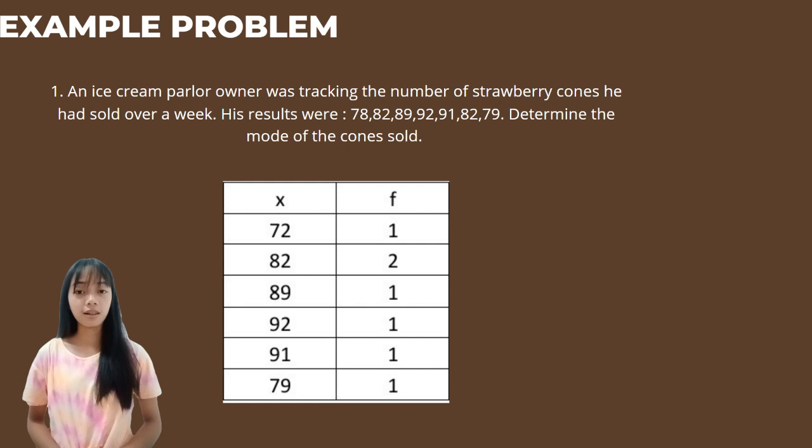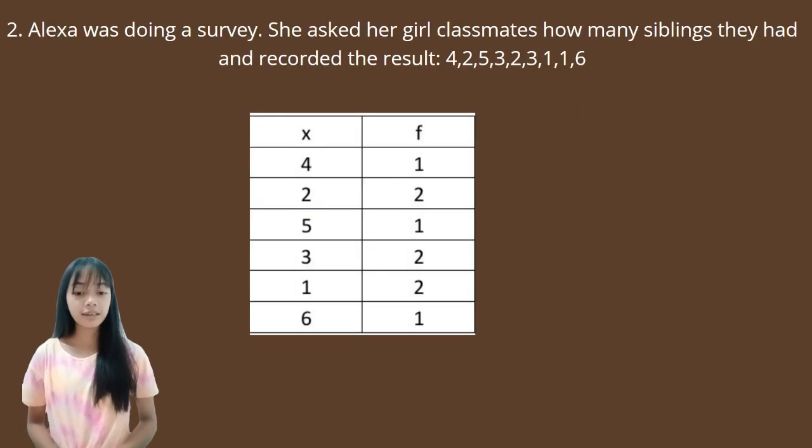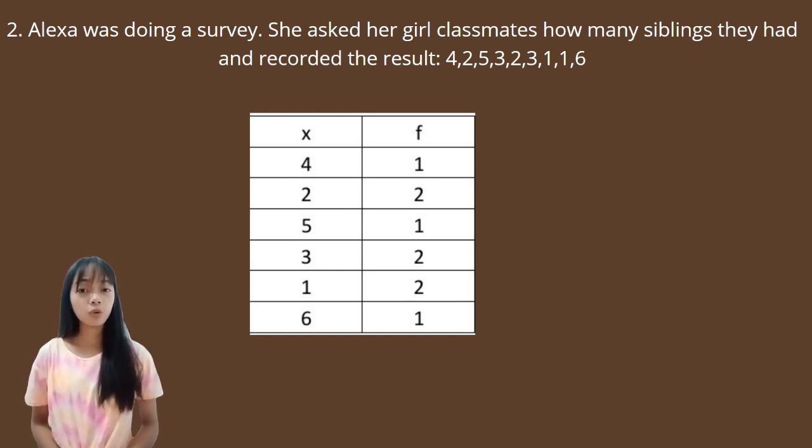Number 2. Alexa was doing a survey. She asked her girl classmates how many siblings they had and recorded the results. The results were 4, 2, 5, 3, 2, 3, 1, and 6. The modes in this problem are 2 and 3, since they have the highest frequency. And this dataset is called multimodal.